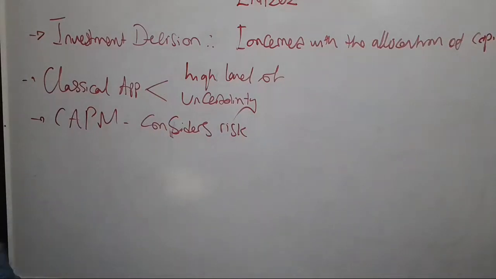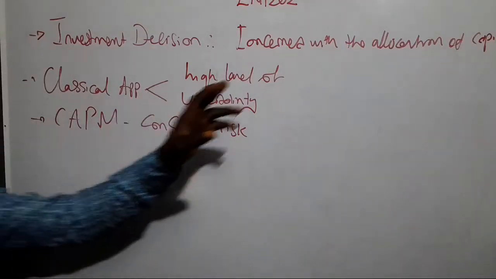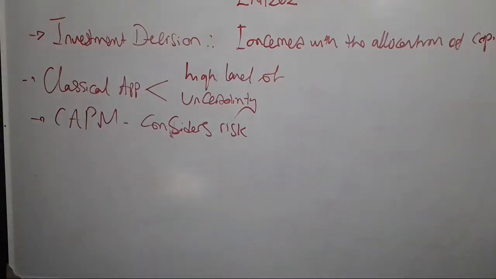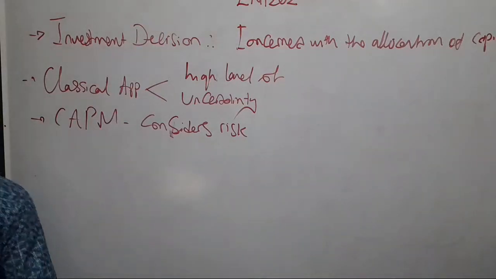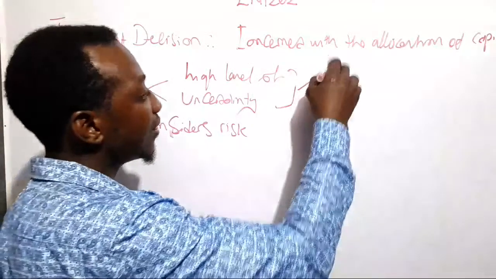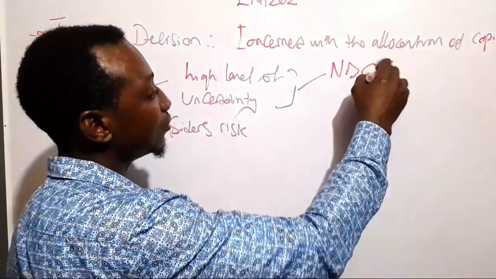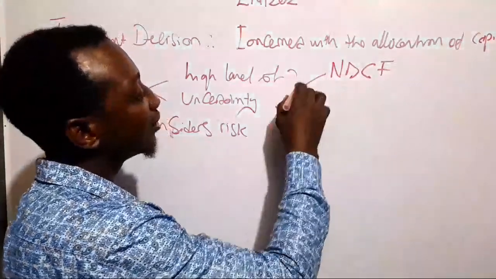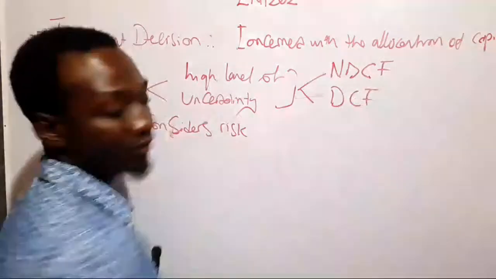Now, the classical approach of investment analysis can be broadly categorized into two different categories. The subcategory under the classical. These are non-discounted cash flow and also the discounted cash flow. We have non-discounted cash flow, and we also have the discounted cash flow.